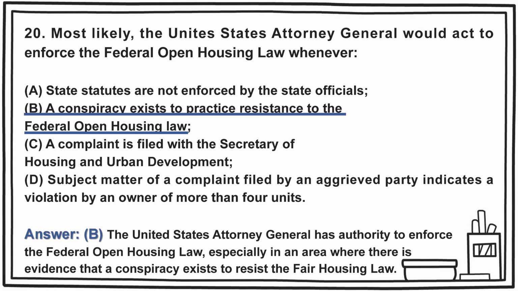Answer: B. The United States Attorney General has authority to enforce the federal open housing law, especially in an area where there is evidence that a conspiracy exists to resist the fair housing law.